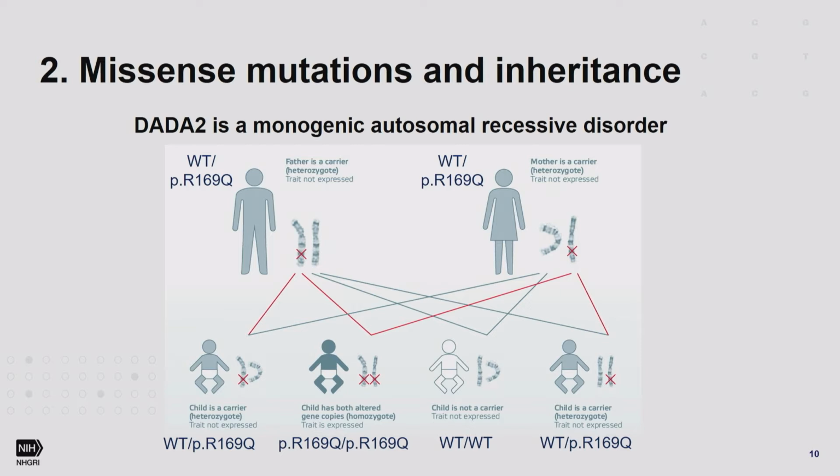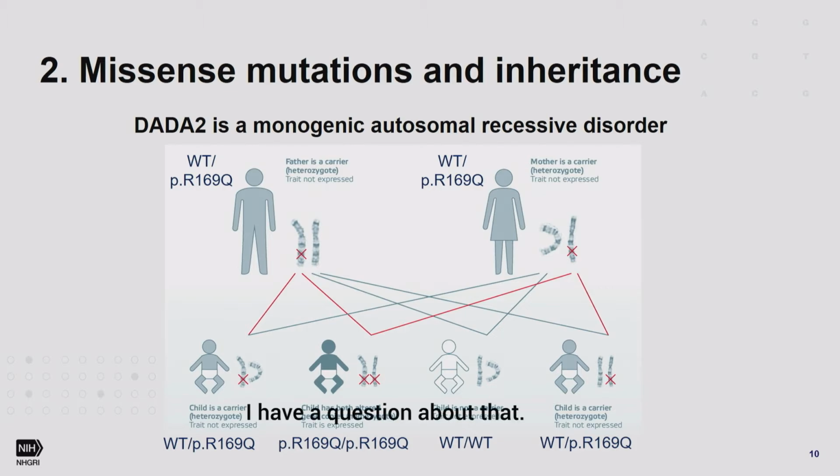So in this case, the affected individual is here, and I used a mutation, and I will get into what these letters and numbers mean later on as an example. So this affected child has 2 mutations, R169Q. And the parents of this child are carriers. That means they have 1 functional copy of that gene, and they have 1 mutated copy of that gene, as you can see here.